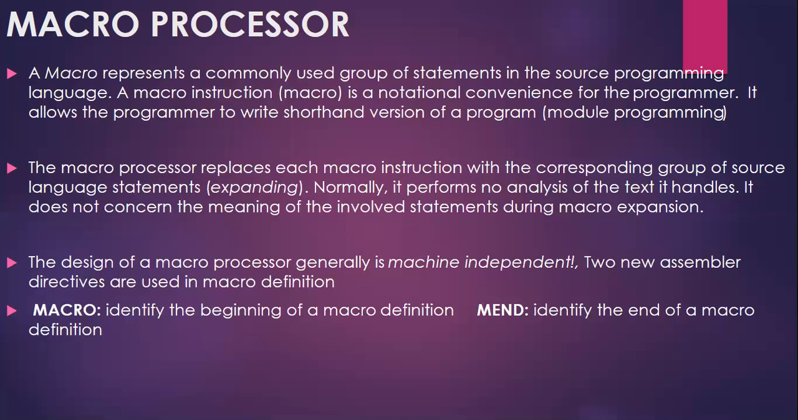Next point, the macro processor replaces each macro instruction with the corresponding group of source language statements. This process we call expanding. Whatever the name of the program we are having, we call it a macro name, and that will be expanded with its original code. This procedure we call expansion.